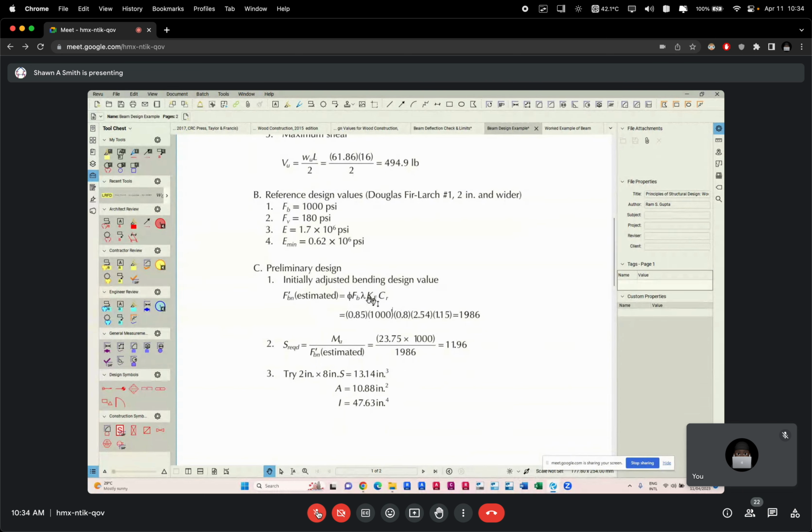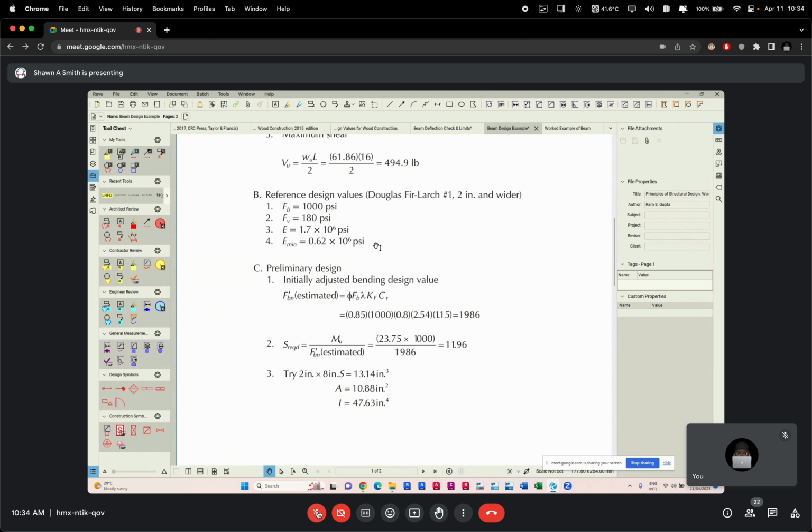In the LRFD method, there are 3 factors that only come in the LRFD method. This one, phi at the front of it, is called resistance factor. Lambda, time effect factor. And KF is called a conversion factor. KF, conversion factor, is really to convert these values from ASD to LRFD.